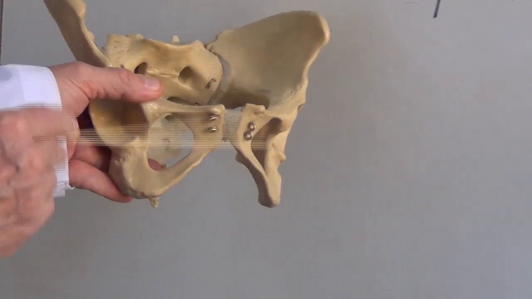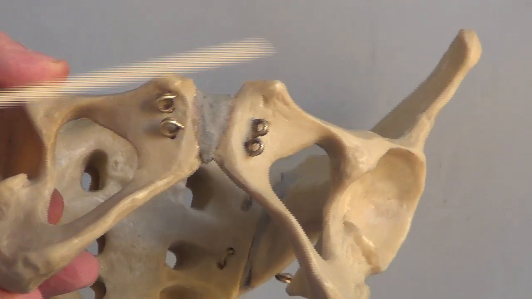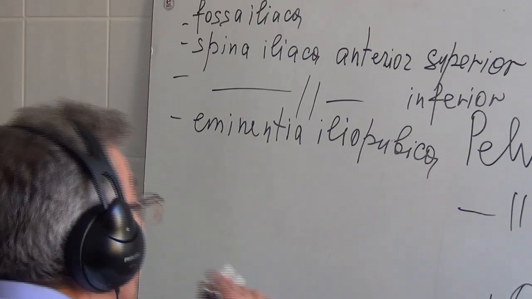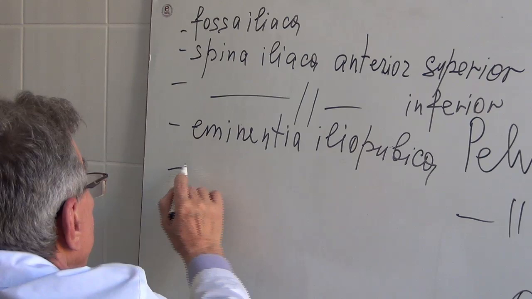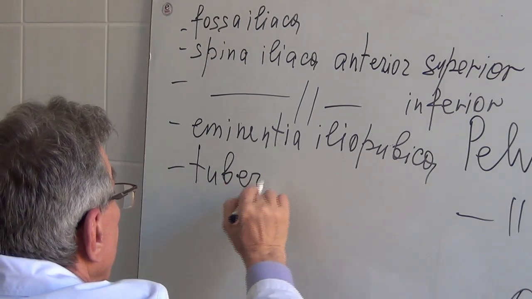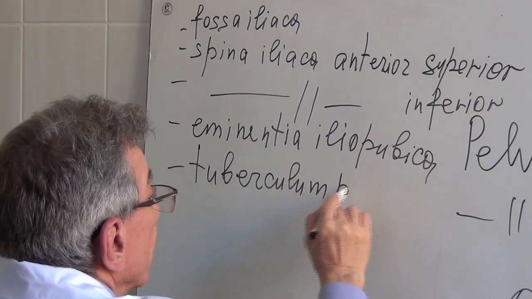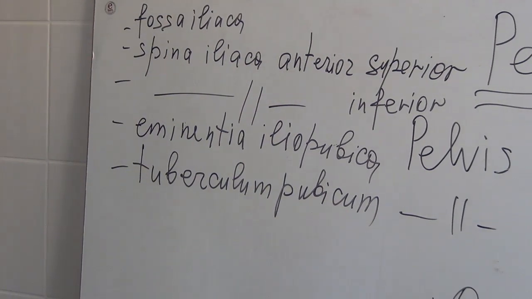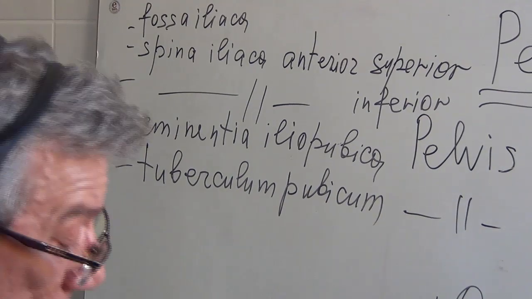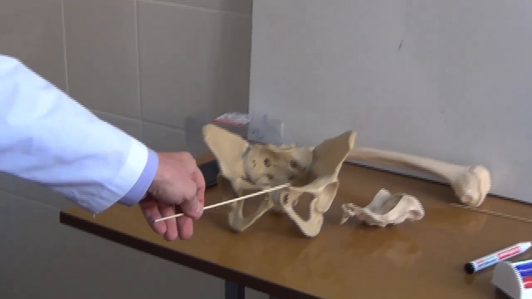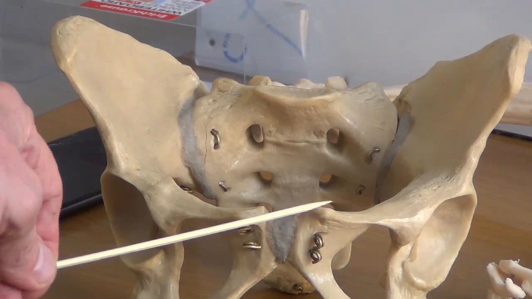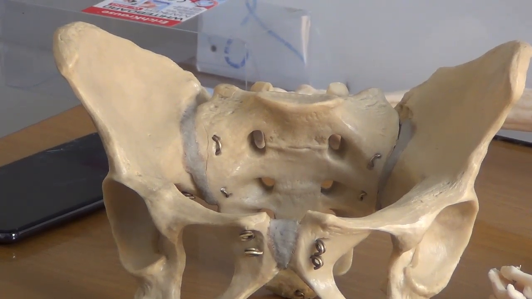Then, very important structure, it also could be palpated, is named tuberculum pubicum. Here it is.